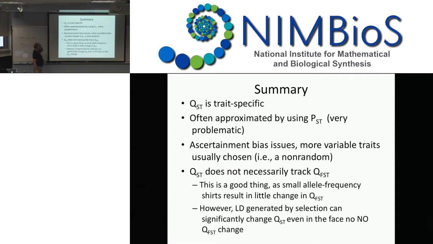Ascertainment bias is a real problem because when people choose traits, they typically choose them with a bias. See, these traits look kind of divergent. Are they too divergent relative to FST? Well, since you picked them to be divergent in the first place, you've biased your sampling. So the fact that QST values are often larger than FST, a lot of that is simply probably due to ascertainment issues. Again, one way to get around these is if you simply use expression level data as your trait.